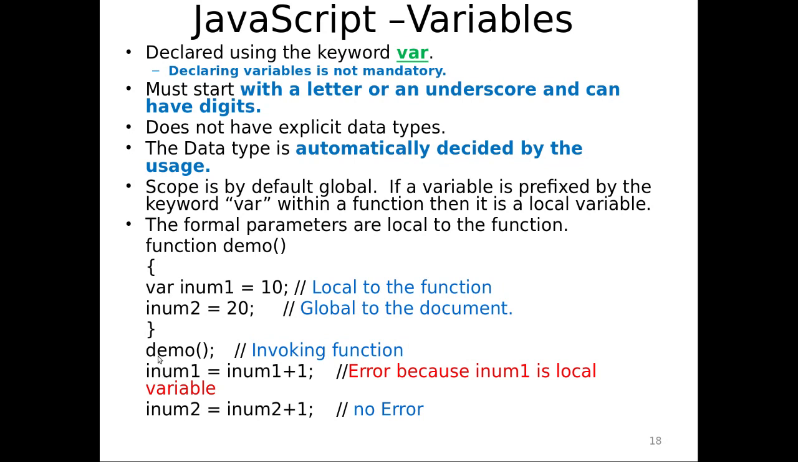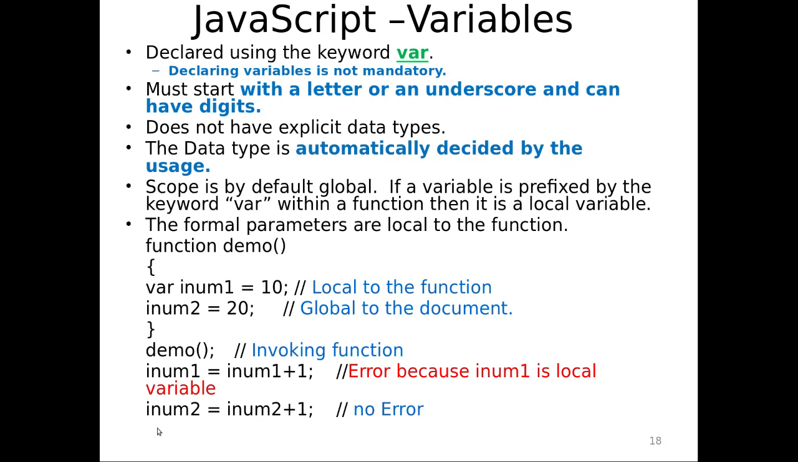Now let's see the same thing here. I am calling the function demo, inum1 equal to inum1 plus 1. Now what is inum1? Inum1 here, if you see, is nothing but a variable which is local to the function. So I cannot access it here. It cannot be accessed here. Hence it will result in an error since the scope is not global.